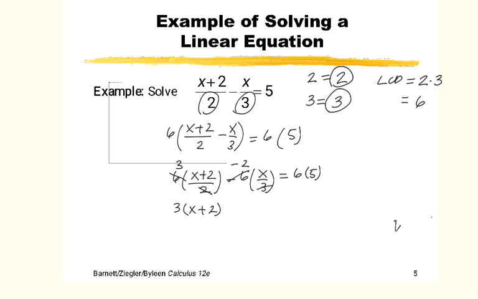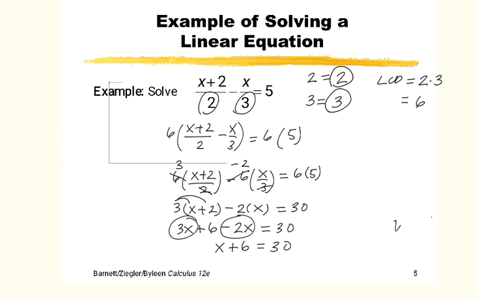So I'm left with a negative 2 times x equals, in this case, I don't have anything to cancel, so I'll just multiply 6 times 5, which is 30. Okay, so I'm going to go ahead and clear the equation of fractions, of parentheses, by distributing. I have 3 times x plus 3 times 2 minus 2 times x equals 30. Okay, and I want to combine like terms. So I have 3x minus 2x, which is just x plus 6 equals 30.